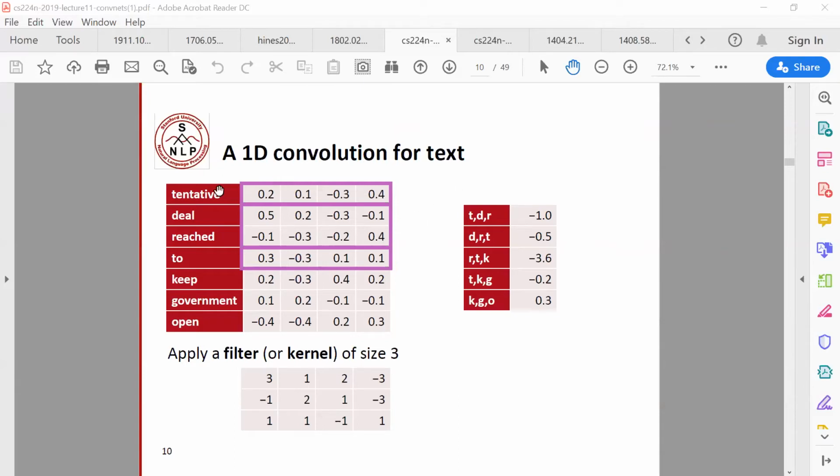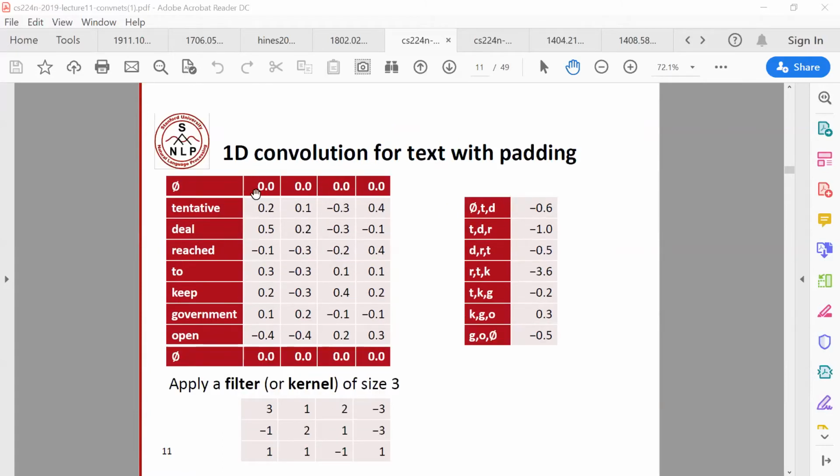But what if you wanted the same number of results as you have words? Then you could add 0 padding, just basically add a row of zeros before the beginning of the sentence and after the end of the sentence, and then you have 2 more positions to use. So now you can get, what is this number of words? 7 words. You can get 7 positions in your feature map, and you can see how it goes.